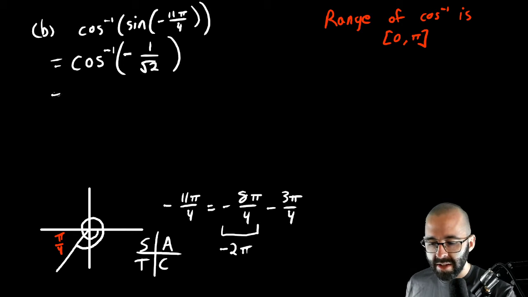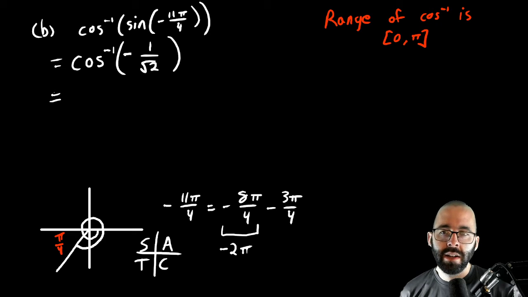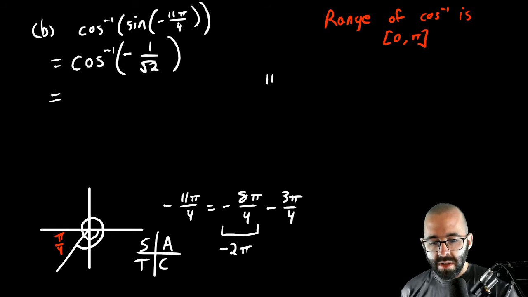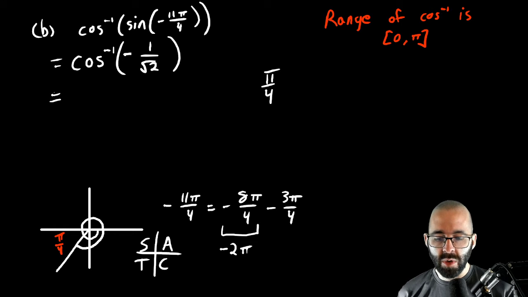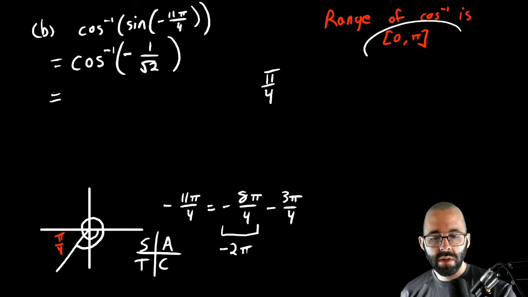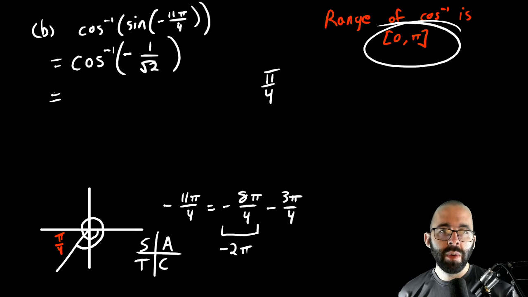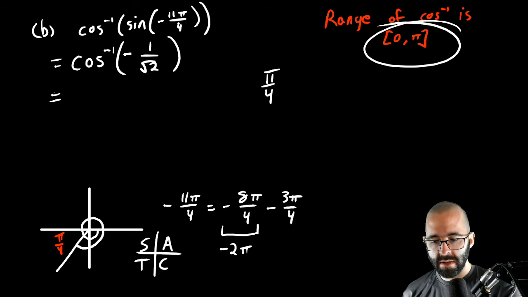So we need to now ask ourselves, all right, cosine of what angle gives us 1 over root 2? And I immediately think pi over 4. Cosine of pi over 4 gives 1 over root 2, but it needs to be negative. How do we get negative 1 over root 2 that's in this interval for cosine?